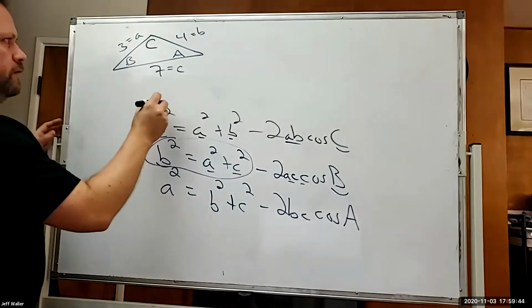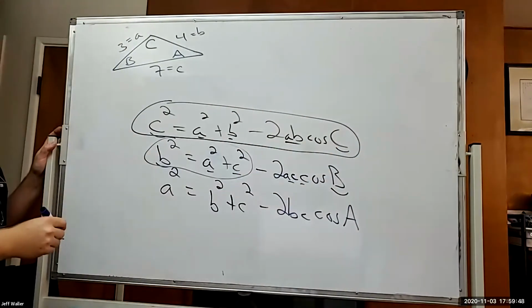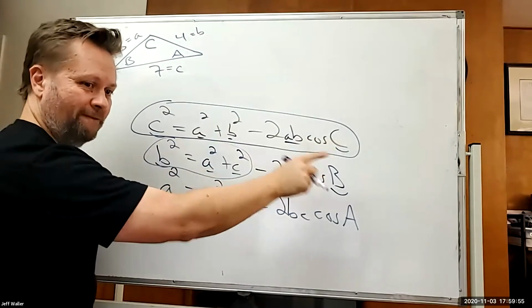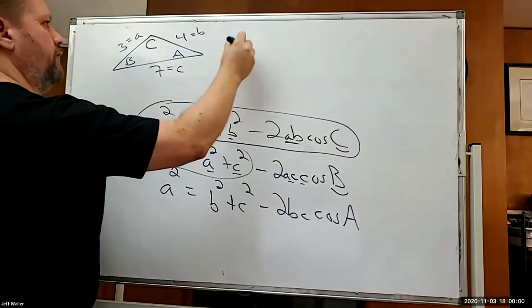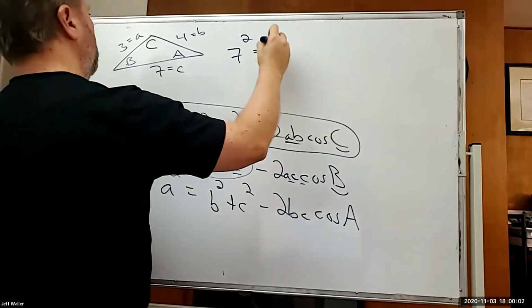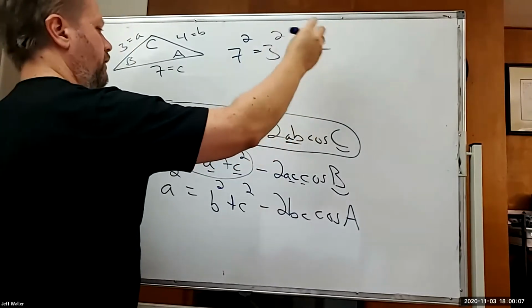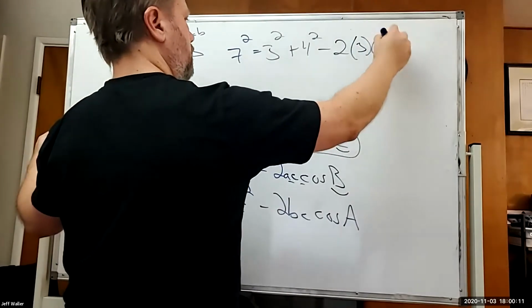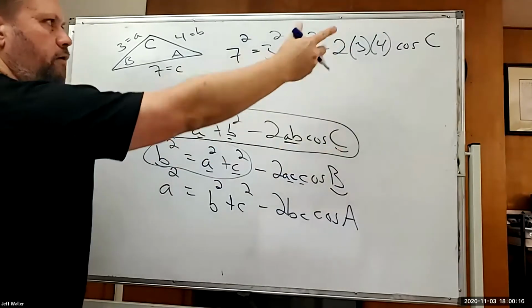So I can figure out what angle C is using this. Do you guys see that? Yes, no, maybe? So if I plug stuff in, 7 squared equals 3 squared plus 4 squared, minus 2 times 3 times 4 cosine C. So the only thing I don't know is angle C.